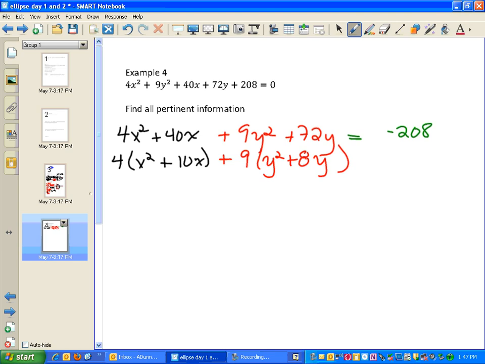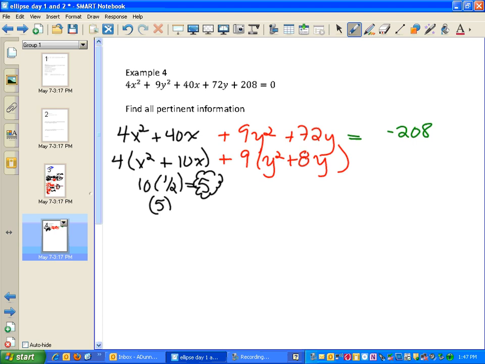Would you agree so far? Now, I'm going to complete the square with the x's. I just look at what's inside parentheses. So I take that. What do I multiply by a half? Take the 10, multiply it by half, get the 5. Put my little bubble over that.